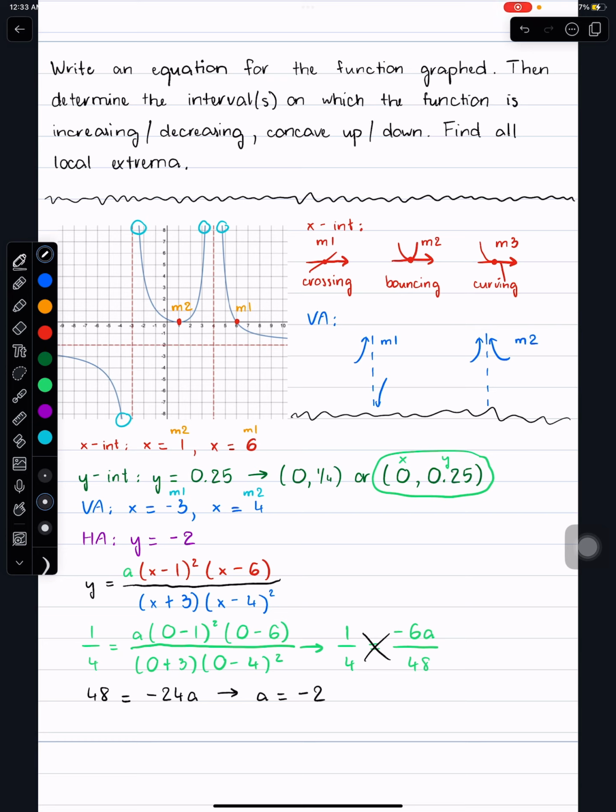So I'm going to go y equals, my a is negative 2. Let's just put it up here. And then tracing the red one, which is negative x minus 1 square, and then x minus 6. And on the bottom, I would have x plus 3, and then x minus 4 squared. Right? And am I done yet?